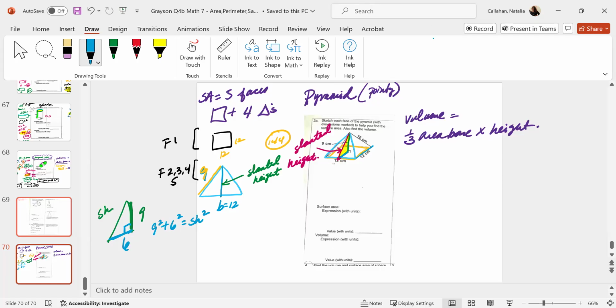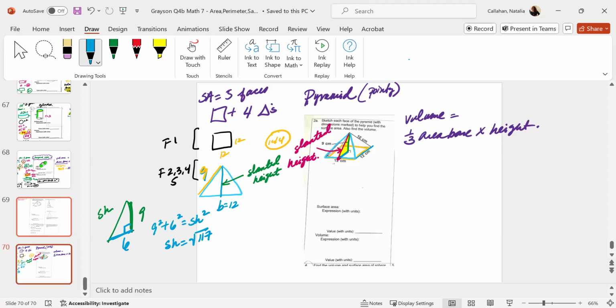All right. So here we go. Slanted height. Grab your calculators. 9 squared, 81, plus 36 is 117. Slanted height is a square root of 117. Do you see that? Okay.